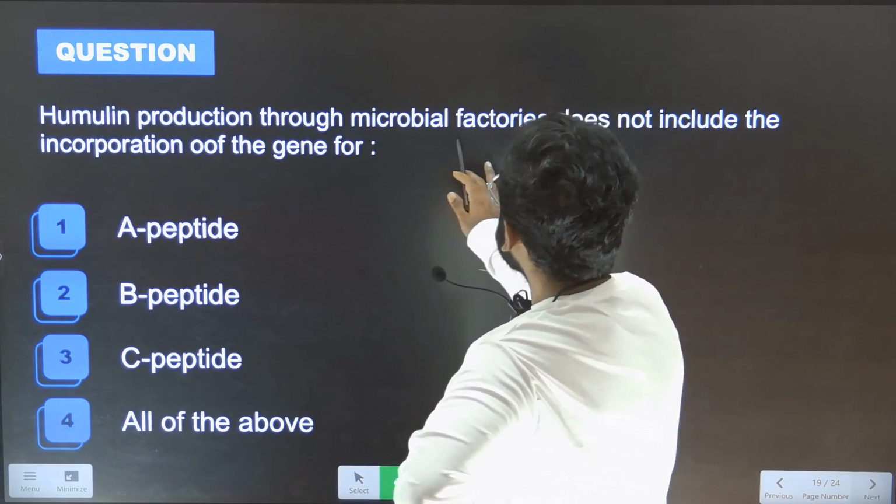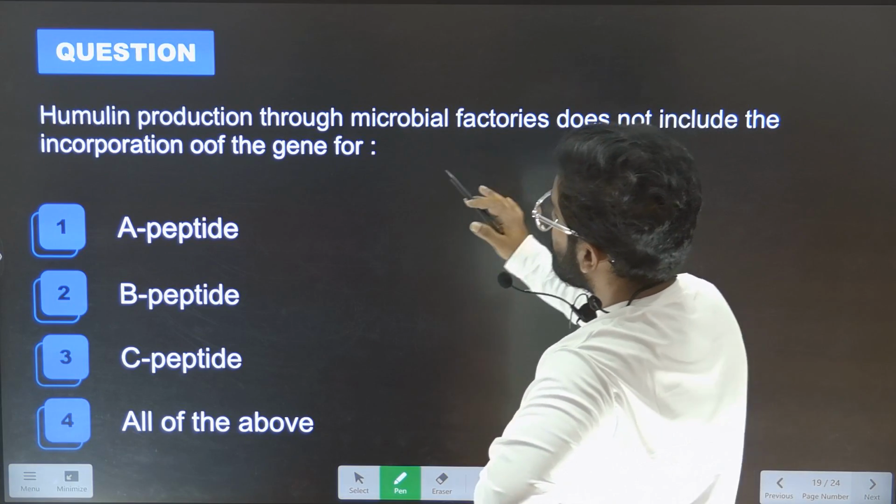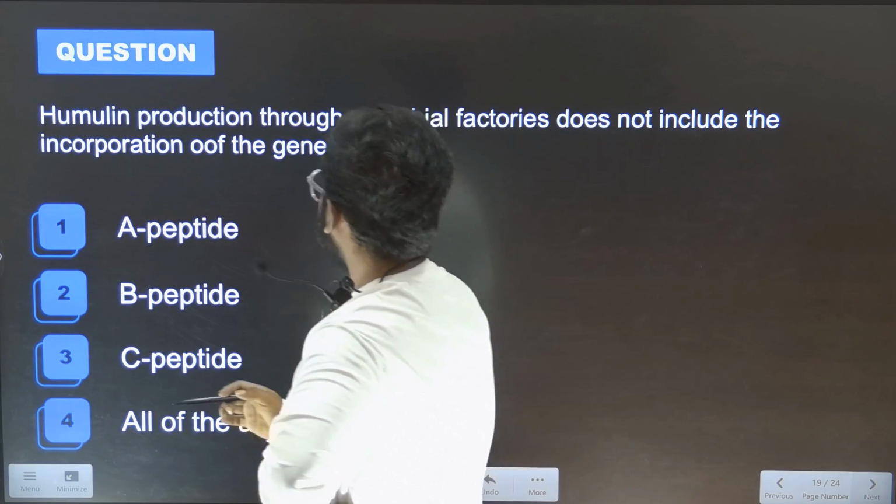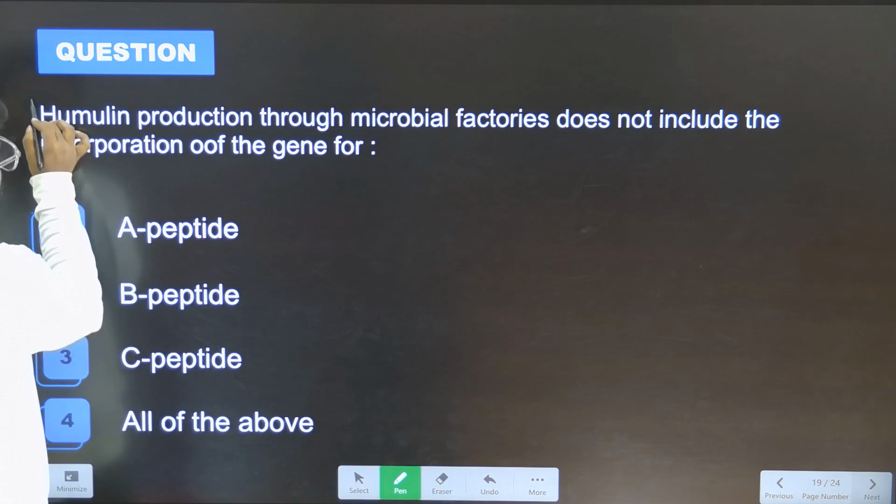Humulin production through microbial factories does not include the incorporation of gene for humulin production.